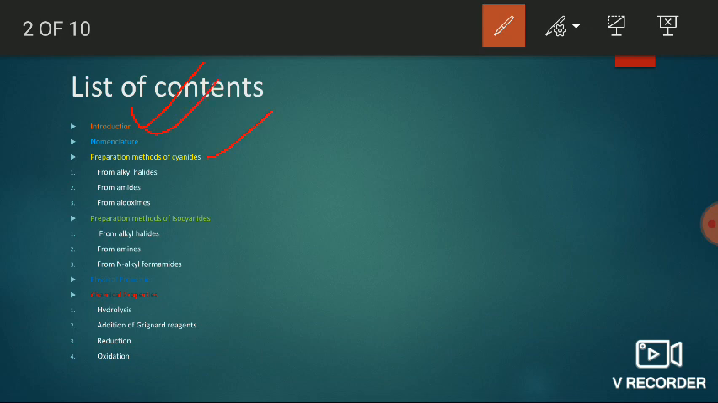nomenclature, preparation methods of cyanides by using alkyl halides, amides, aldoximes, and also preparation methods of isocyanides by using alkyl halides, amines, N-alkyl formamides. Next, physical properties of cyanides and isocyanides, as well as chemical properties of cyanides and isocyanides. In chemical properties, I would like to discuss some chemical reactions, that is hydrolysis, addition of Grignard reagent, reduction reaction, and also oxidation of isocyanides.